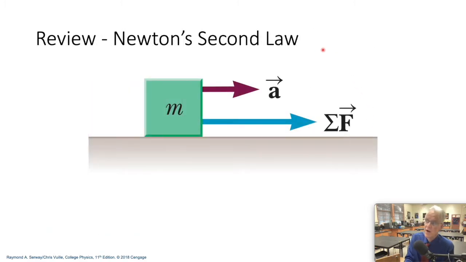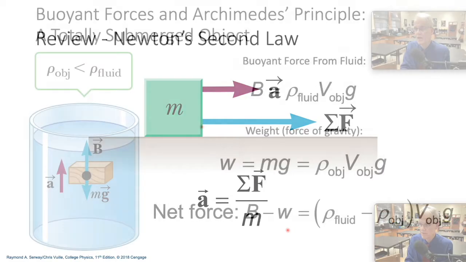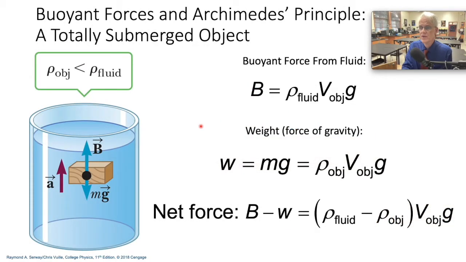A quick review of Newton's second law. If we have a mass and we have a net force on it, then we get an acceleration, where acceleration is the net force divided by the mass. Let's look at a few different situations here. Here, the density of the object is less than the density of the surrounding fluid.